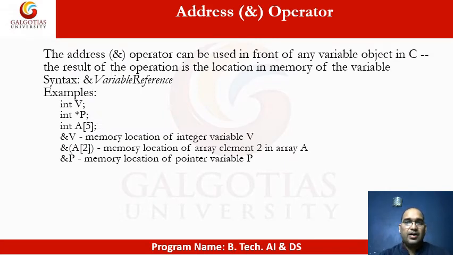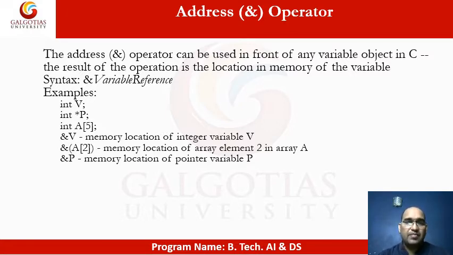Now coming to the address of operator, what this address of operator does. The address operator can be used in front of any variable object in C. The result of the operation is the location in memory of the variable. So what does it mean? Whenever you put this address of operator before any variable, it will return the address of that particular variable.